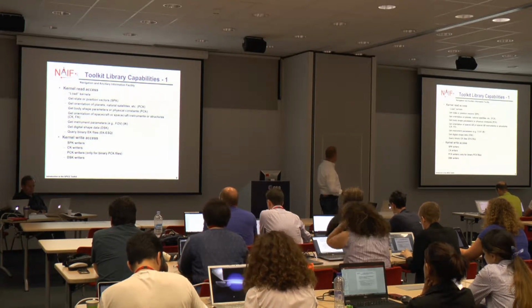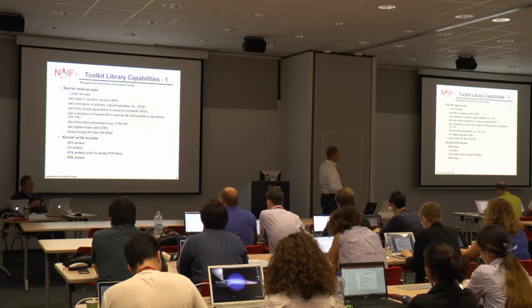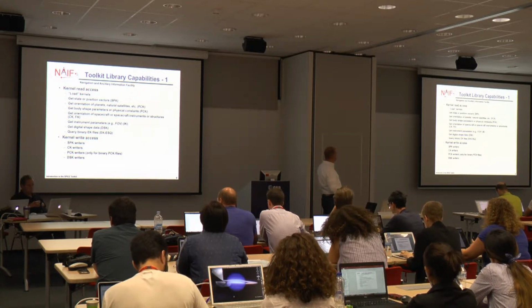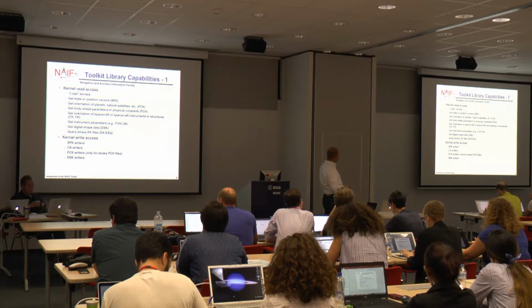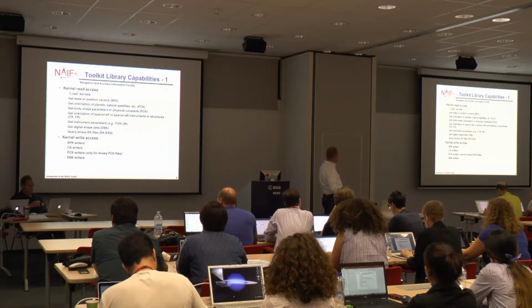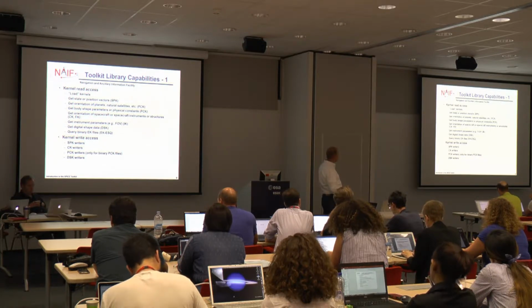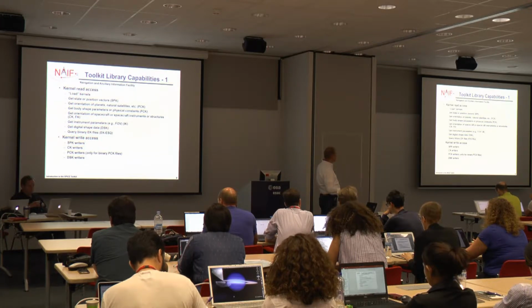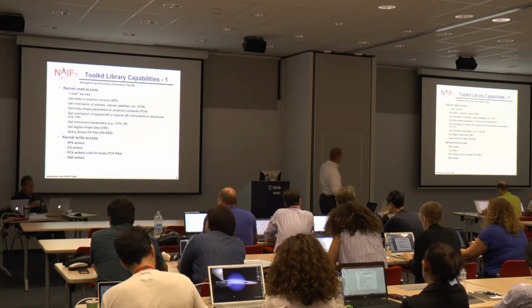So let's talk about toolkit library capabilities, the APIs that you would call and what you can do with them. Of course, first and foremost, you need to access kernel data, and for that, you will need to load kernels. We provide a routine for that, furnsh. We provide routines for getting state and position vectors, orientations of planets and natural satellites, body shape parameters and physical constants, orientation of spacecraft and spacecraft instruments, instrument parameters such as field of view, digital shape data, or data from binary E-kernel files.